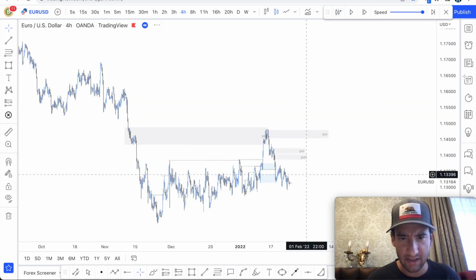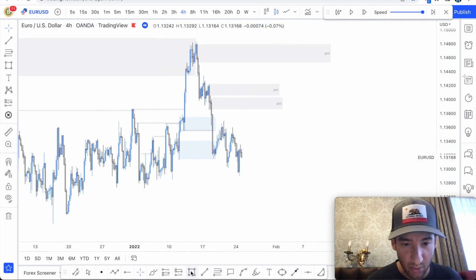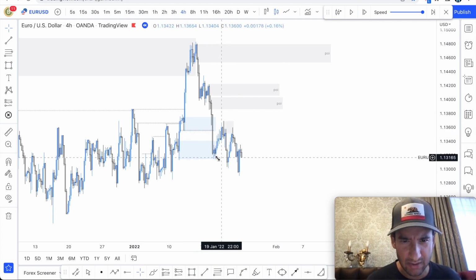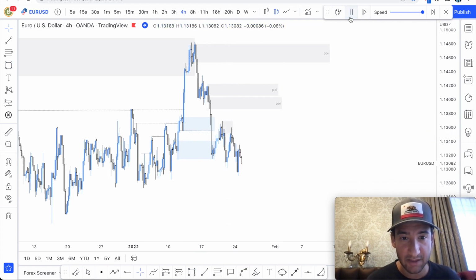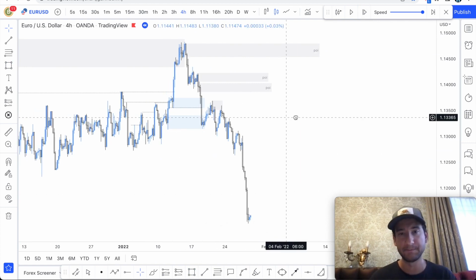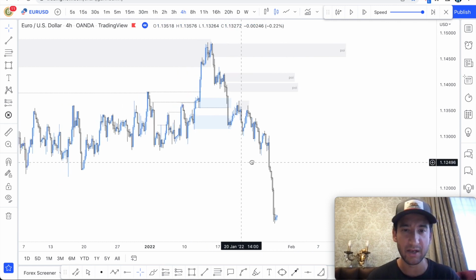Okay, now we can see that since the structure here was broken as well, we can now adapt to new structure, right? We can see that this high here broke this low, so we can adapt and sell off to right over there, right? Now, let me just explain what happened here, okay? I know I'm going a little too fast here, but let me just explain clearly.